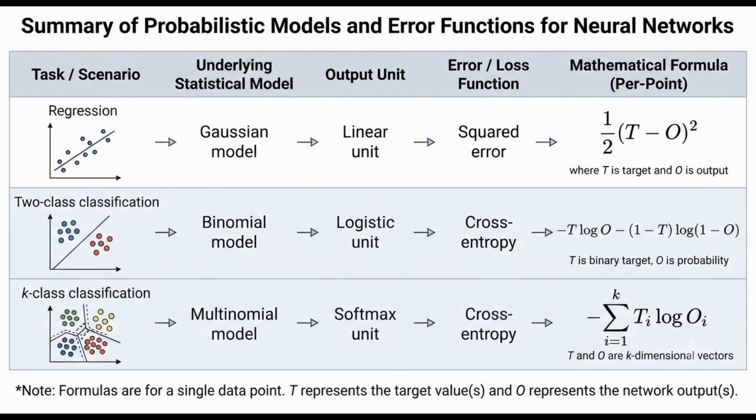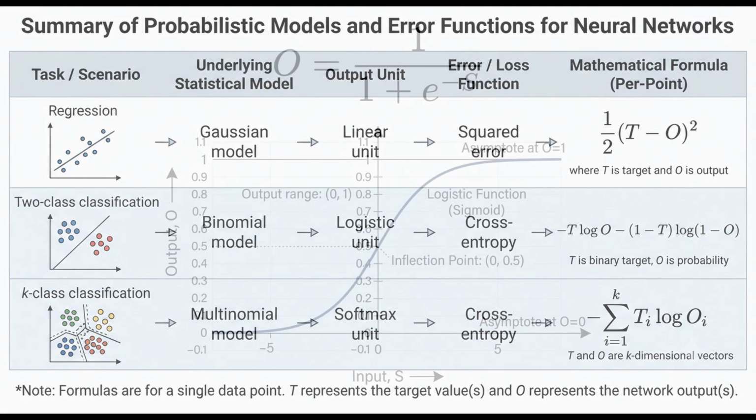Regression, classification, and the one shared formula. Let's look at three concrete cases now: regression, binary classification, and multi-class classification. In regression, the targets are continuous: a price, a temperature. Here, the natural choice is a Gaussian model for the error. Derive the maximum likelihood error function from that, and you land exactly on the good old squared error, the same error function everyone knows from linear regression. Fittingly, we use a linear unit at the output, since the targets aren't confined to a specific range.